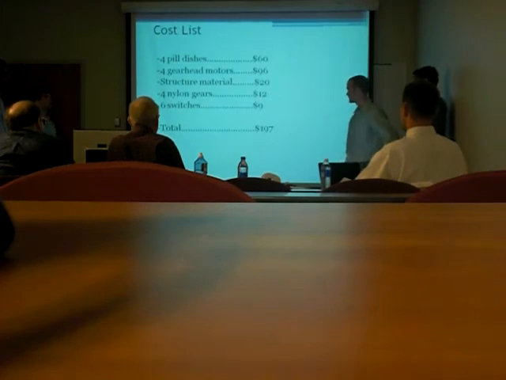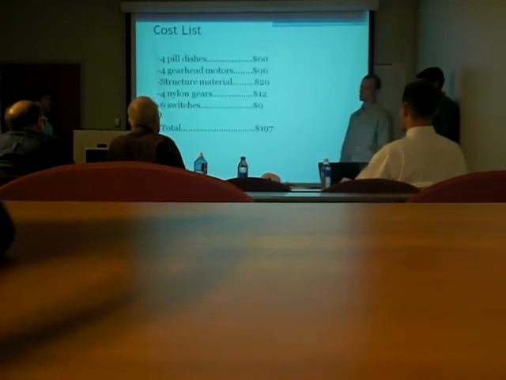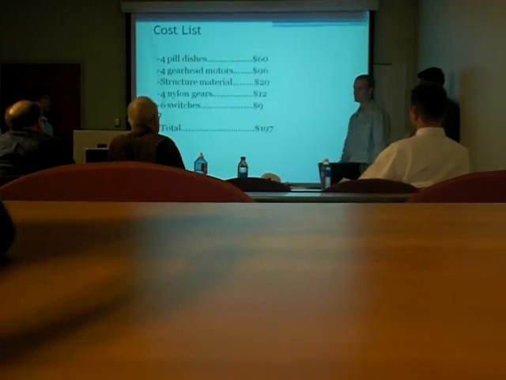And then I needed 4 nylon gears, 1 gear for each motor, came to 4. That was $12. And then I need 6 switches. We have 1 switch per pill dish, 1 for the safety, opening the lid, and then we have 1 for the cup removal, which will be explained later. And so my total was $197 for the mechanical part.